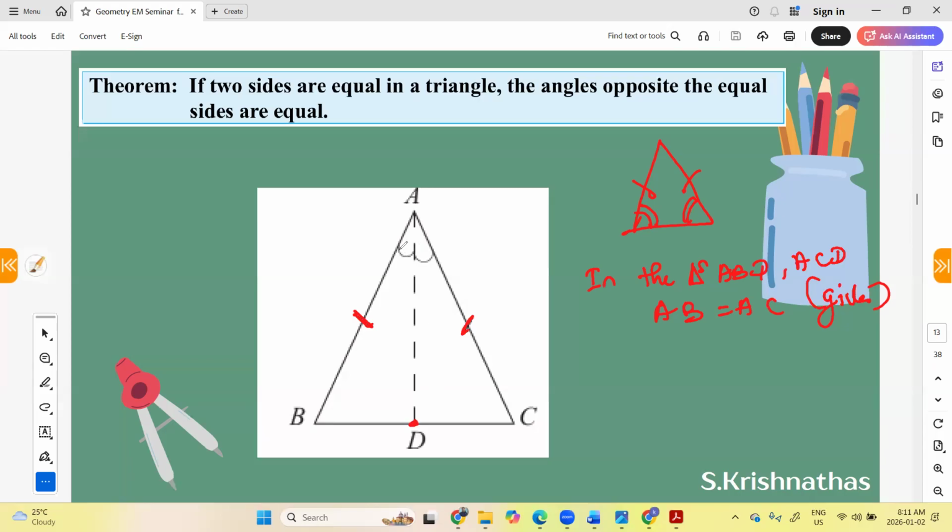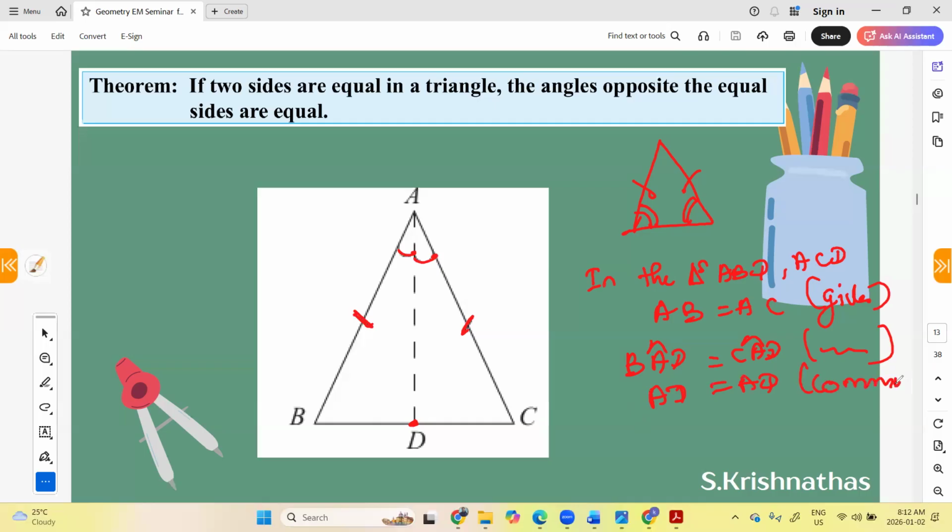That means, students, this angle equals this angle. So we can mention it: angle BAD equals angle CAD, and AD is the bisector of angle BAC. Okay, what is the reason? AD is the bisector of BAC. Now, students, AD equal to AD, right? AD is common, a common side.